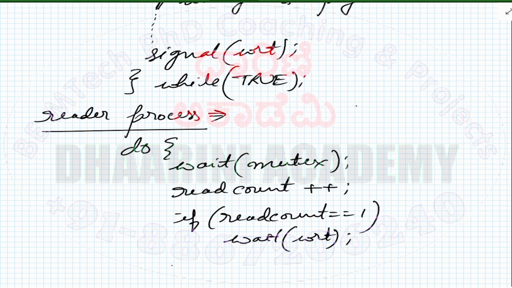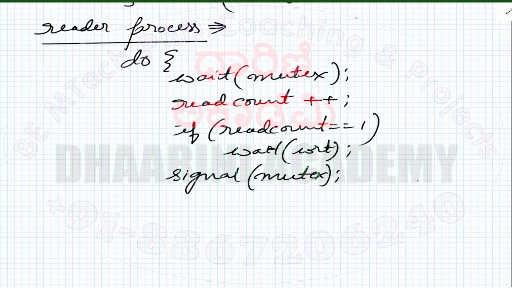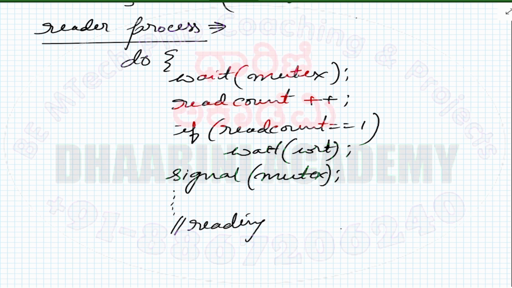Okay, then I can perform a signal operation. This is signal of mutex. Now this means I can do the reading operation, right? So only after this we come to a step where we can perform the reading. Then I write the explanation for this later, right?